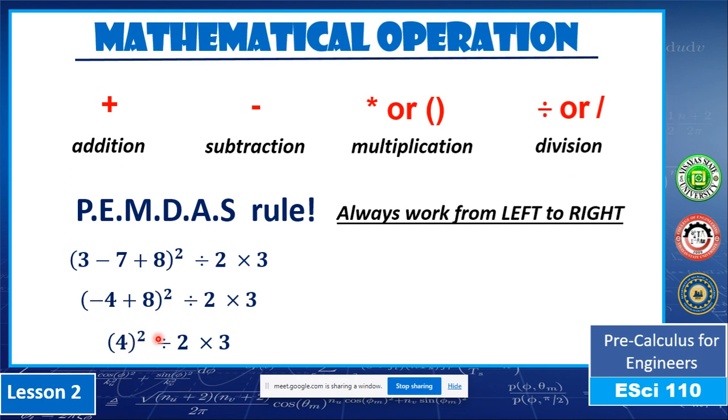So we have 4 squared divided by 2 times 3. So yung kasunod nito, 4 squared is equal to 16 divided by 2 times 3. So ito na. Sir, multiplication and division. Diba? From left to right. So ulit, left to right. So unahin natin pag-divide. 16 divided by 2 is equal to 8. Multiply natin ng 3. We now have a final answer of 24.